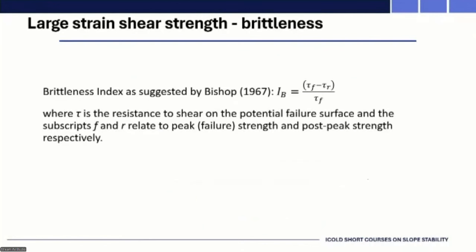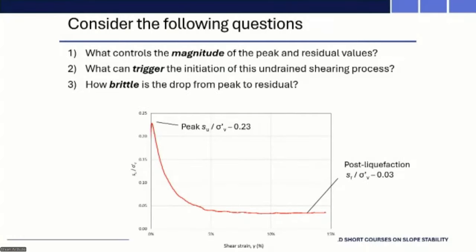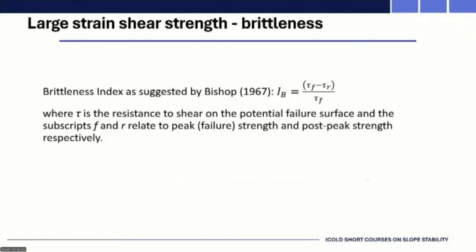So here, Bishop said, let's talk about our brittleness index. I'm sorry, I thought I'd got rid of this slide. This is a slide I put in from another presentation, so ignore that little red dot. So the brittleness index is the peak minus the residual over the peak. So it would be that peak minus the residual over the peak value.